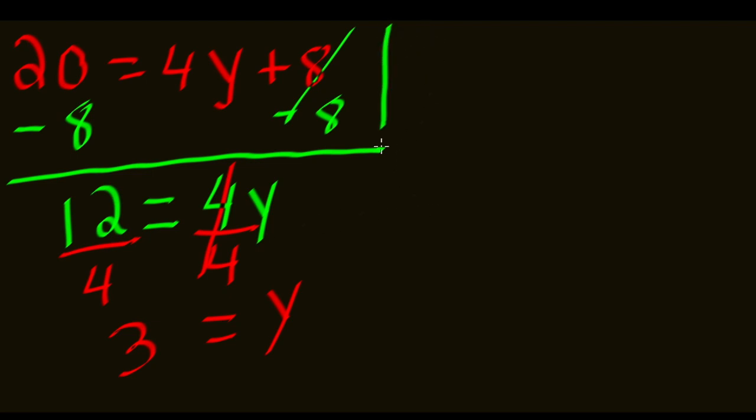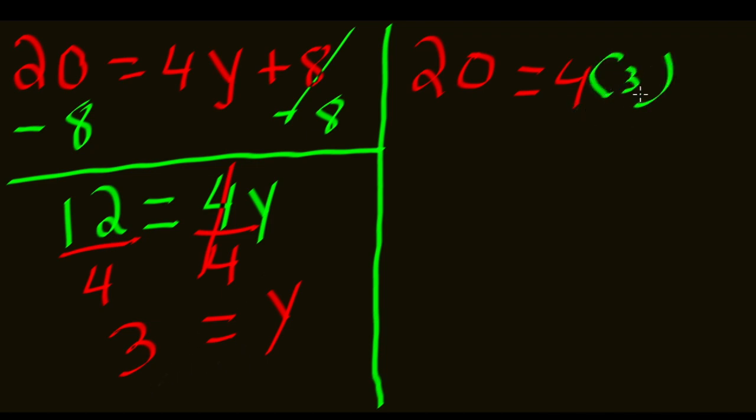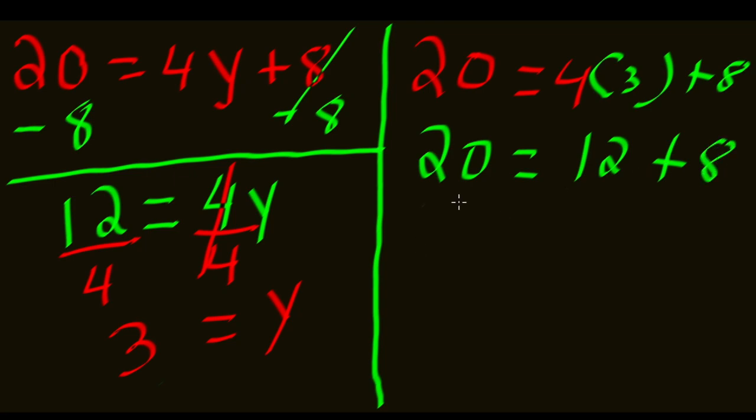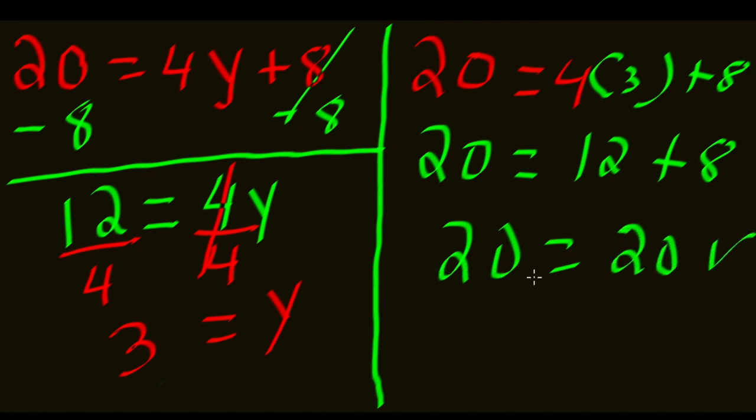Now you can go ahead and check to see if you got your answer right. In order to do that, you take your equation, which was 20 equals 4y plus 8, and you take the answer that you get for y and replace it in the equation. So in this case, y is equal to 3. You replace 3 in the equation. So 20 equals 4 times 3 is 12, plus 8. 20 equals 12 plus 8 is 20. So because both sides turn out to be equal, your equation is right.